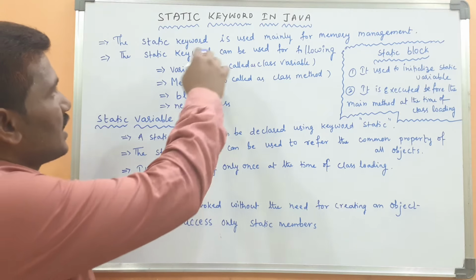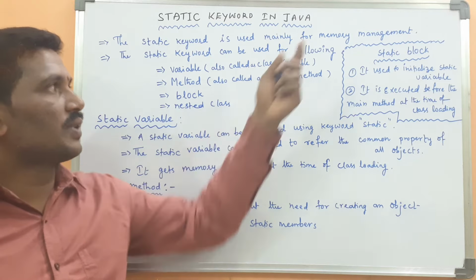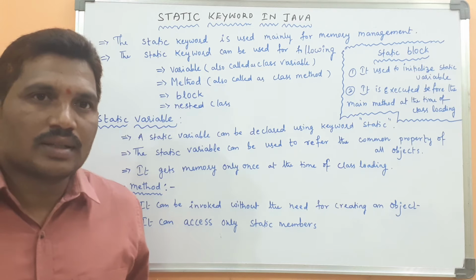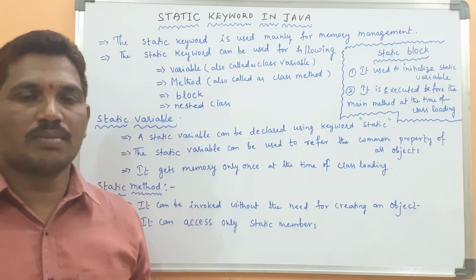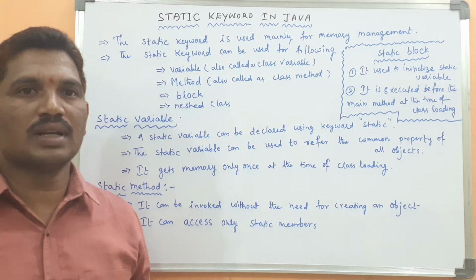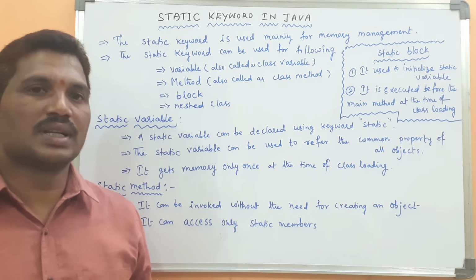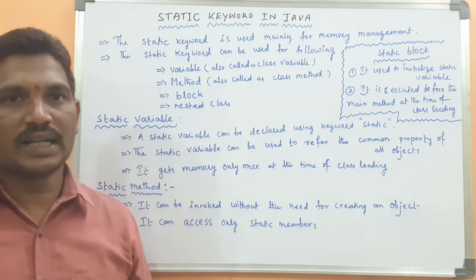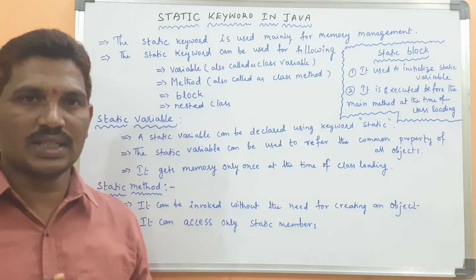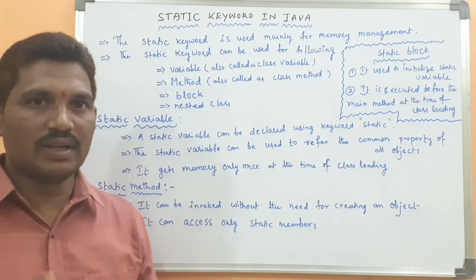The static keyword is used mainly for memory management. Whenever a variable is declared as static, the memory will be allocated only once. If we create 100 objects, memory is allocated to the static variable only one time. I will show you.